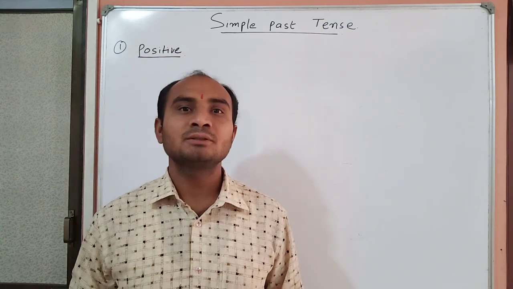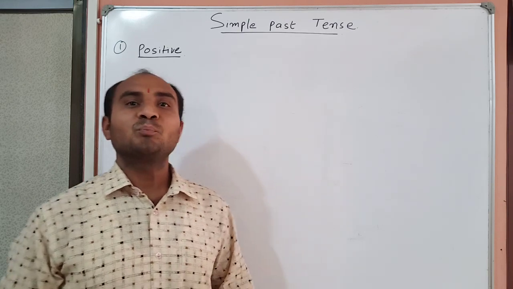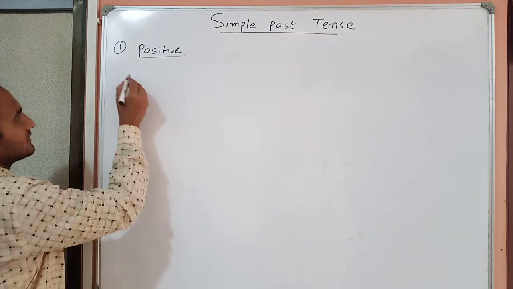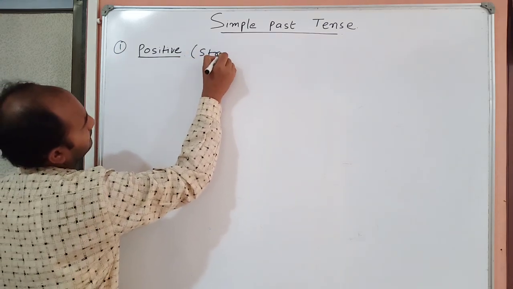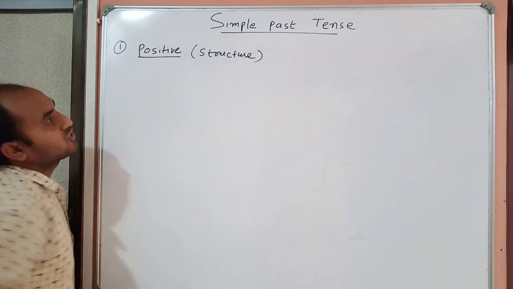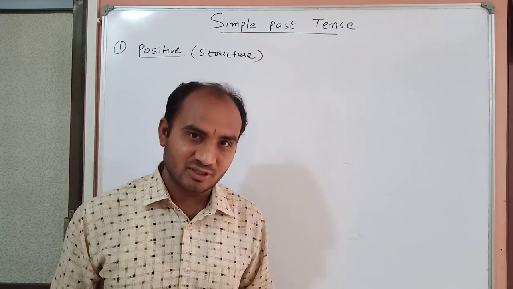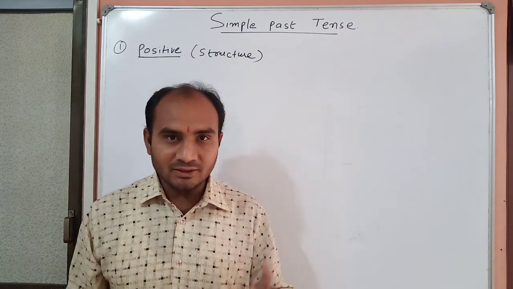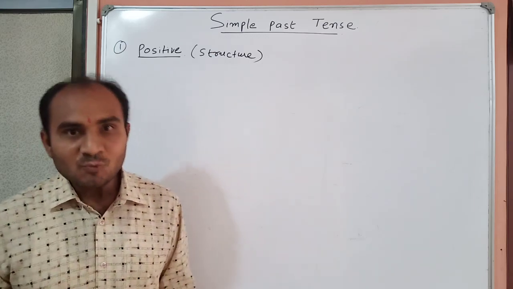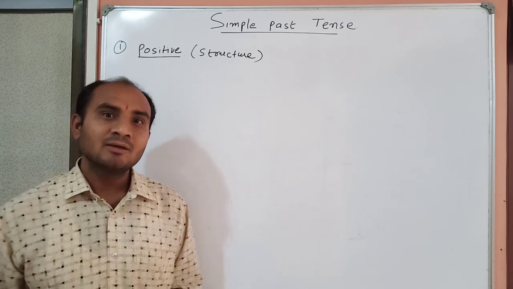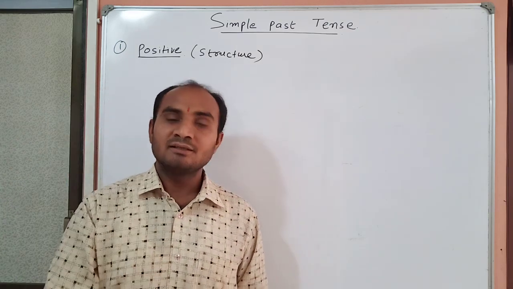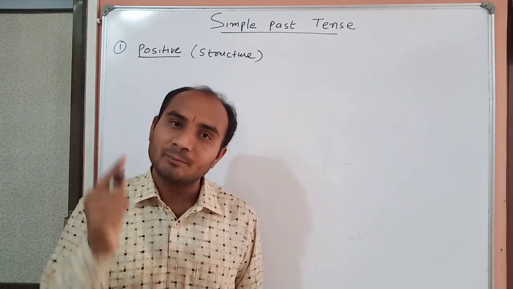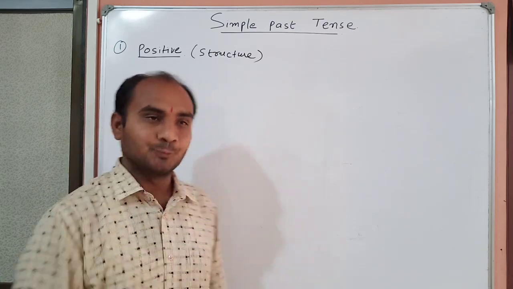the positive statement. How we will make a positive statement in simple past tense. First, the structure of simple past tense. In video number 4, we learned the types of the verb: V1 base form, V2 past form, and V3 past participle. So in simple past tense, we will use the past form of the verb. That means V2.